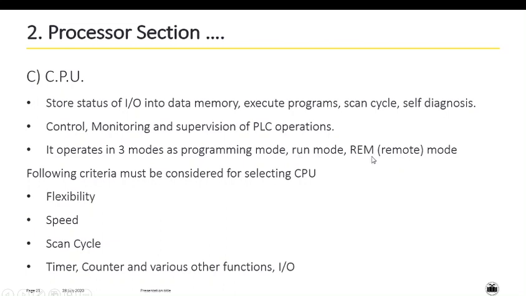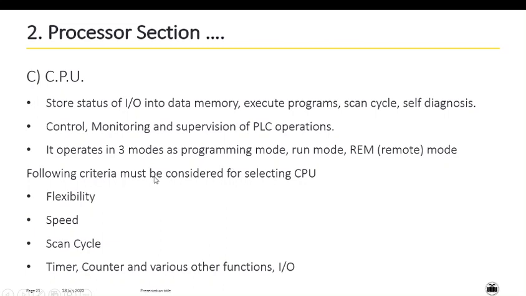Okay, and third mode is the remote mode. So what is remote mode? Suppose my PLC is in one plant and I want to operate this PLC from another plant or another country. In this case, I have to switch this PLC into remote mode from the run mode. Okay, so in remote mode, you can operate this PLC, program this PLC, or whatever can be done, from the remote place. Okay, so it is called REM mode. So it is a remote mode.